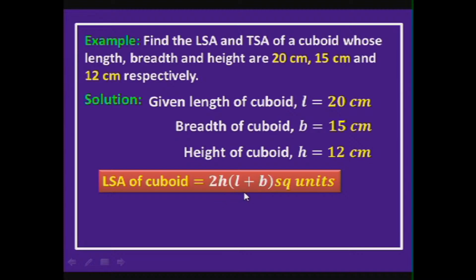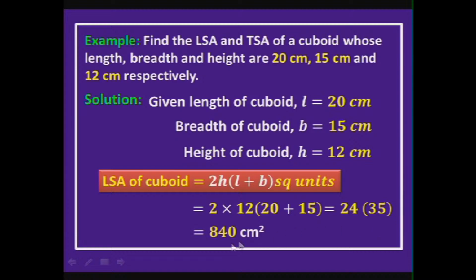Okay, children. Now, let us substitute them. So, 2h, that means 2 into h is 12. So, 12 into (L plus B), L is 20 plus B is 15. Now, let us simplify further, children. 2 into 12, we get 24 and 20 plus 15 is 35. Now, let us multiply 24 and 35, children. So, on multiplying that, you get 840 centimeter square.